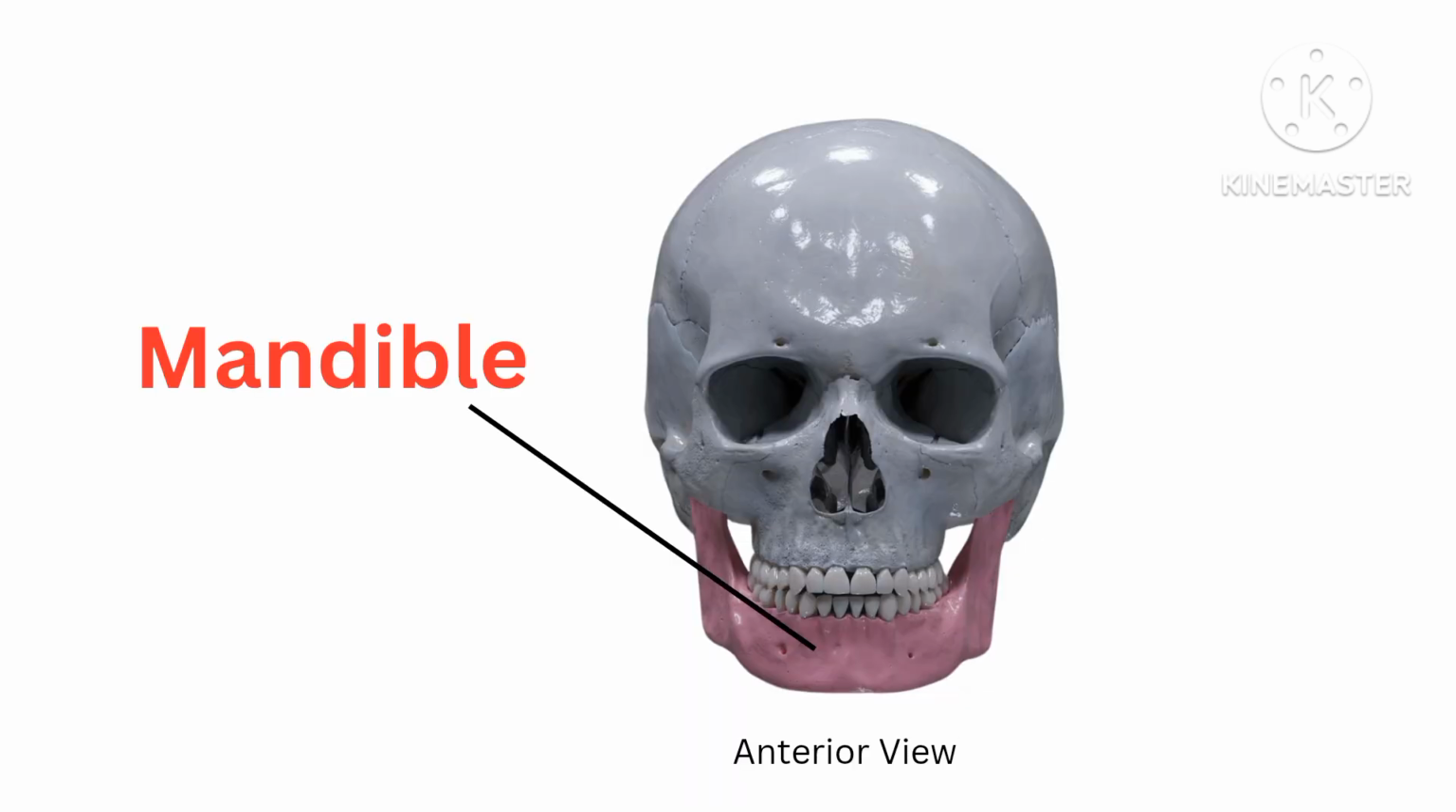Now the mandible bone. The mandible, or lower jawbone, is the largest and strongest bone of the human face. It plays a crucial role in chewing, speech, and facial structure. The mandible is the only movable bone of the skull, articulating with the temporal bones at the temporomandibular joints, TMJ.